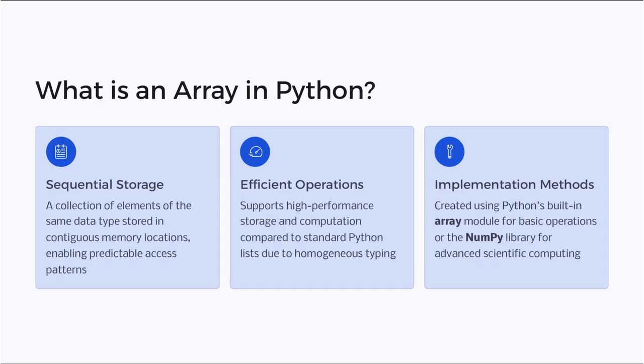An array in Python is a collection of elements of the same data type stored in contiguous memory locations, allowing predictable access patterns. Arrays support efficient operations, offering high-performance storage and computation compared to standard Python lists. They can be implemented using Python's built-in array module for basic tasks or the NumPy library for advanced scientific computing.